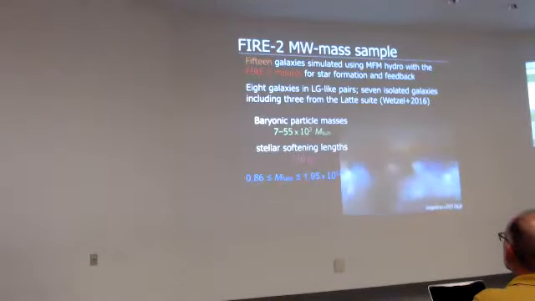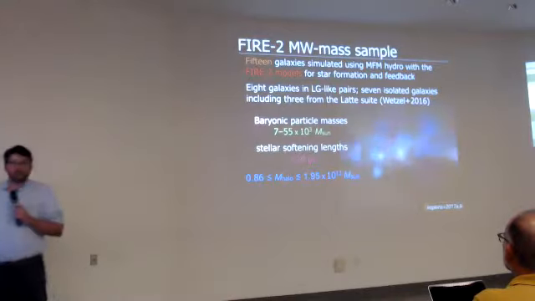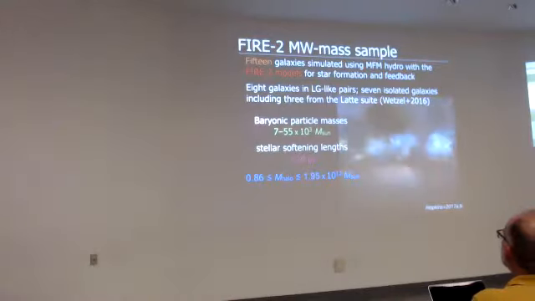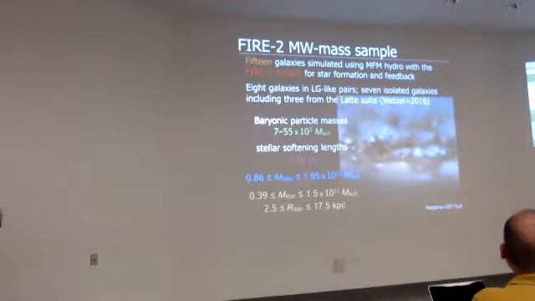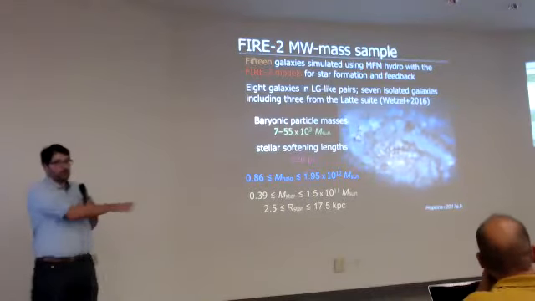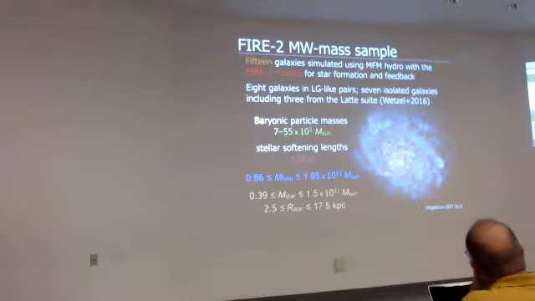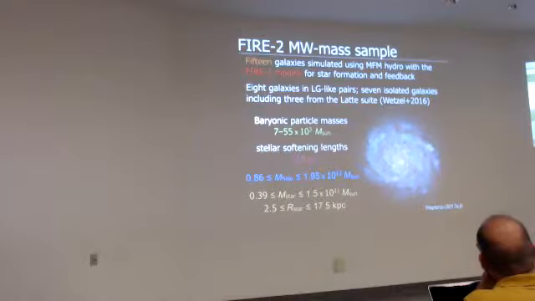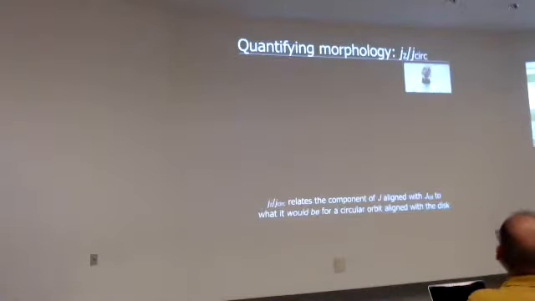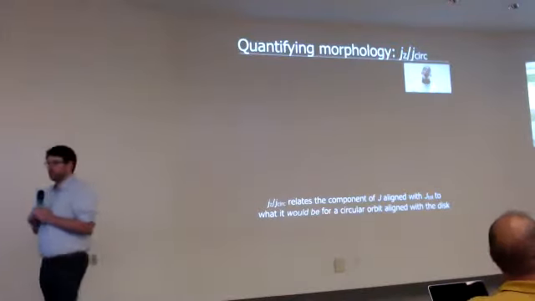And our halo masses range from about 0.85 to about 2 × 10^12, with stellar masses that go from about 0.4 to 1.5 × 10^11. And again, just to highlight, I'll tell you what R star is exactly in a minute, but to highlight the range of morphologies that we have, stellar radii range from about 2.5 to 17.5 kiloparsecs in this relatively small mass bin. So before we get to looking at what drives morphology, we have to first quantify morphology.